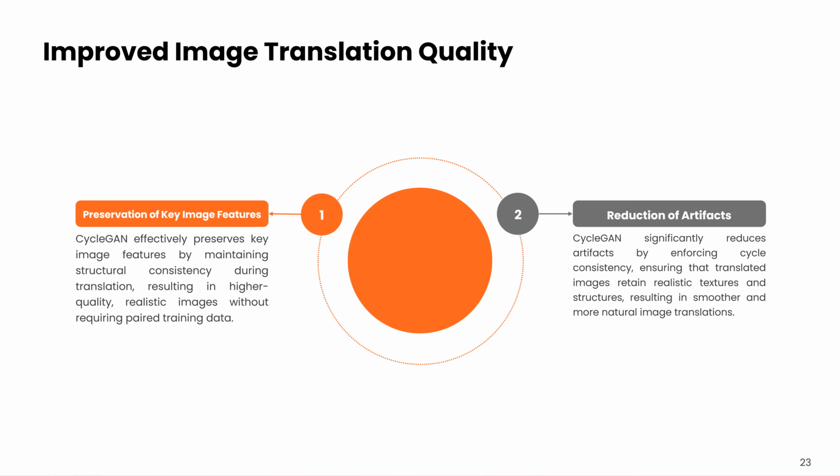Second, architectural and objective enhancements directly impact translation fidelity. Patch-based discriminators, which judge realism at the level of local image patches, encourage high-frequency detail and texture consistency across the translated image, aligning well with the cycle consistency constraint.